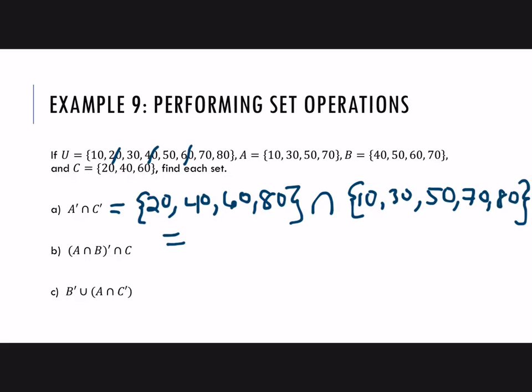Okay, and then the intersection of those, look for things that they share in common. And it looks like the only thing is 80. All right, so the answer is the set containing 80.